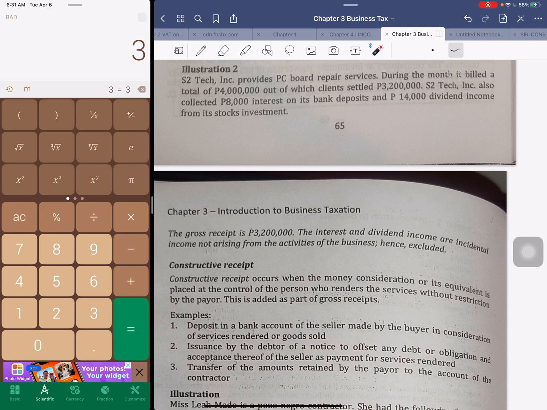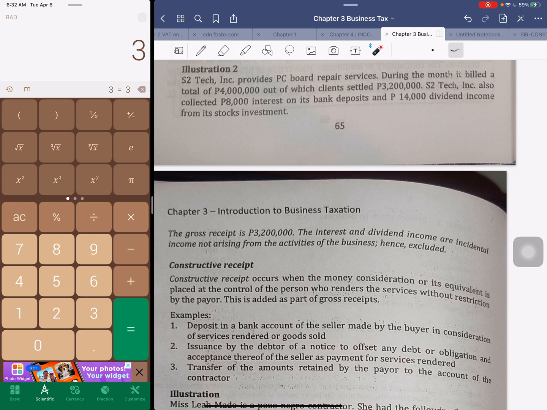Number 2, issuance by the debtor of a notice to offset any debt or obligation and acceptance thereof by the seller as payment for the services rendered. So, ibig sabihin, hindi laging cash para sabihin natin na nagbayad na si customer. For example, nagkaroon ng offsetting: si seller may utang pala kay buyer and si buyer gusto i-apply na lang yung utang ni seller para mabayaran yung binili ni buyer kay seller. Therefore, yung settlement ng liabilities ni seller kay buyer para mabayaran ni buyer yung goods na binili niya kay seller is considered as constructive receipt. Therefore, yung offsetting na yun ay ina-add doon sa total collections or total receipts ni seller. So, offsetting is part of a constructive receipt.